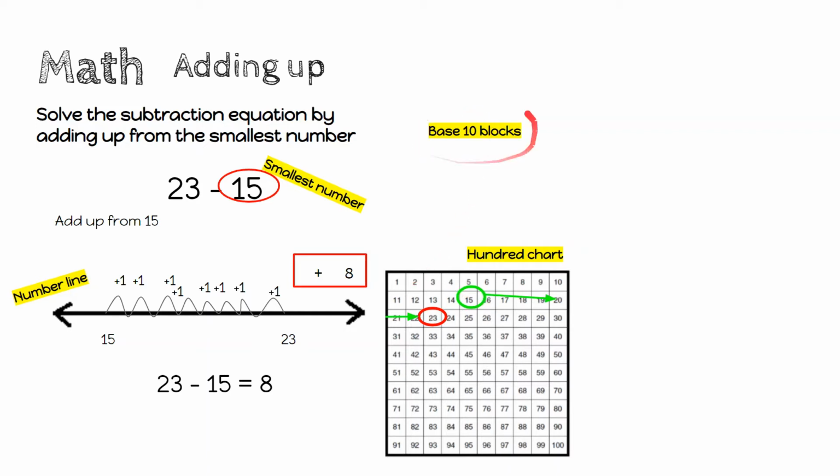We can also use base 10 blocks. So you can take 2 10s and 3 1s to show 23, and 1 10 and 5 1s to show 15. And you can use your base 10 blocks to solve 23 minus 15.